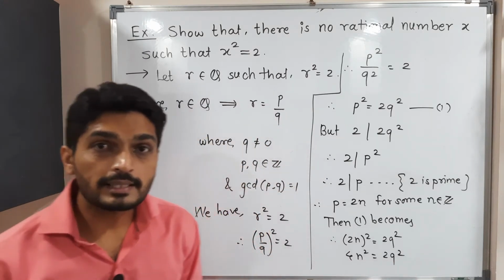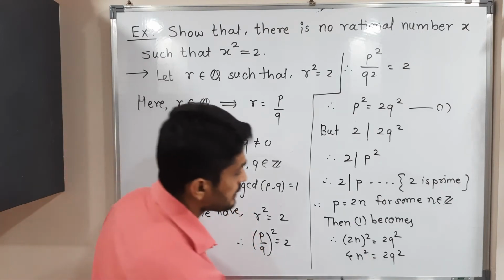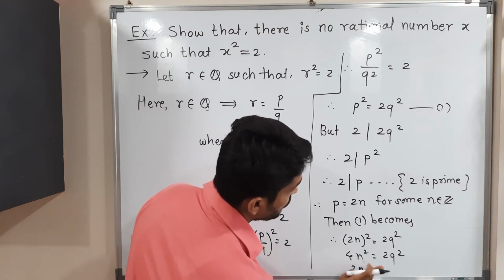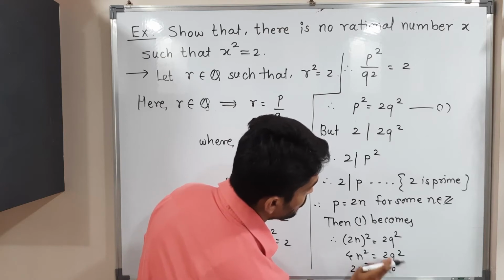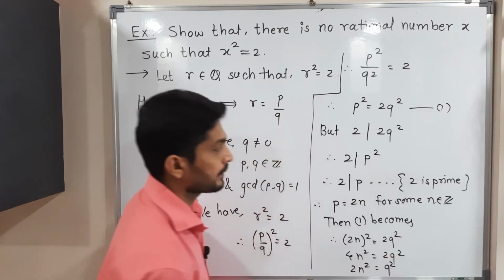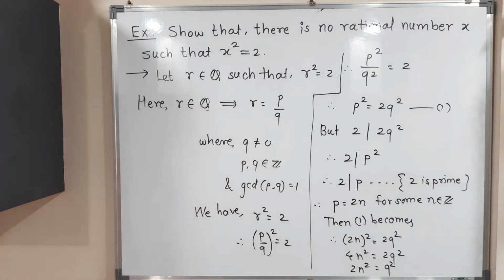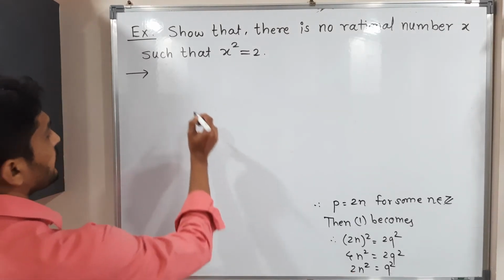See, both sides are divisible by 2, so I can cancel 2 from both sides. So therefore 2n square is equal to, with the 2 canceled here, simply q square. There is no more space, so I suggest you make a screenshot of it. After that, we will go further. Let us continue. So 2n square is equal to q square.